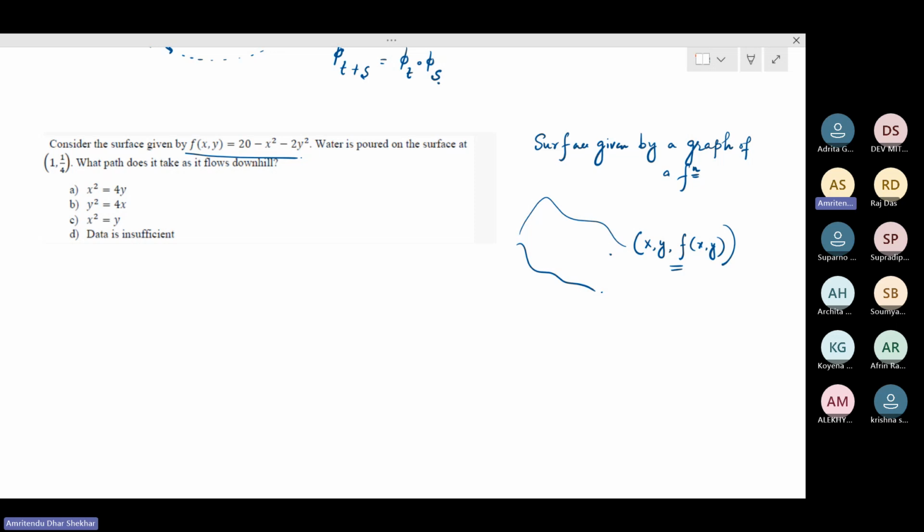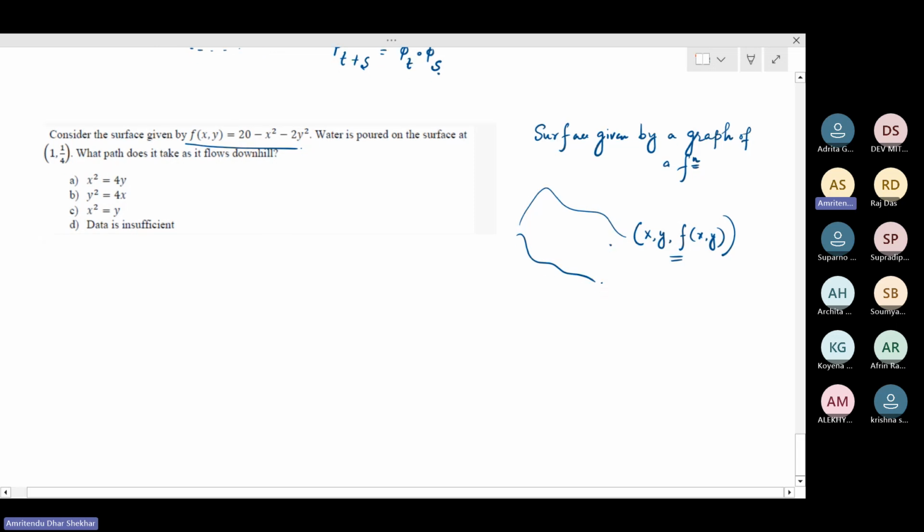Now you have this water which is poured at a particular point. Just for convenience, I'm going to draw an axis system. So let's say you have a particular point P, where P is 1 comma 1 by 4, where water was poured on the surface. And it asks you what path does it flow downhill.